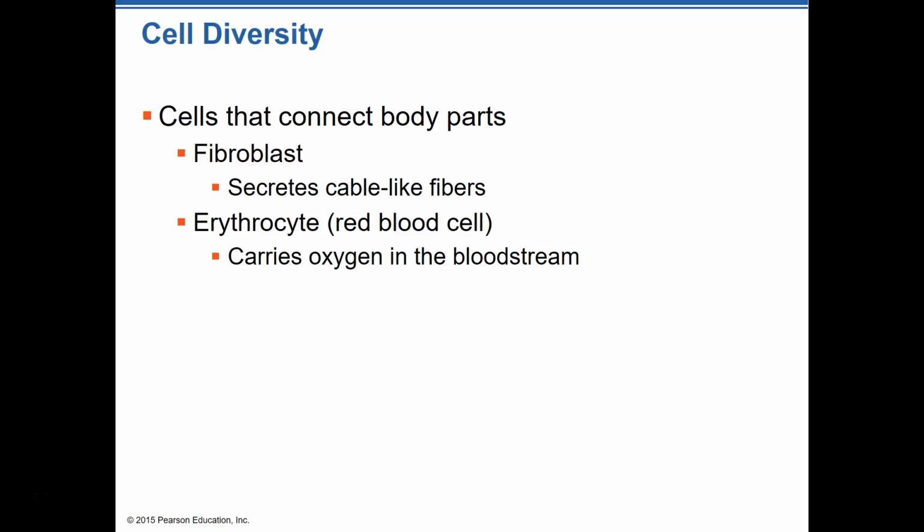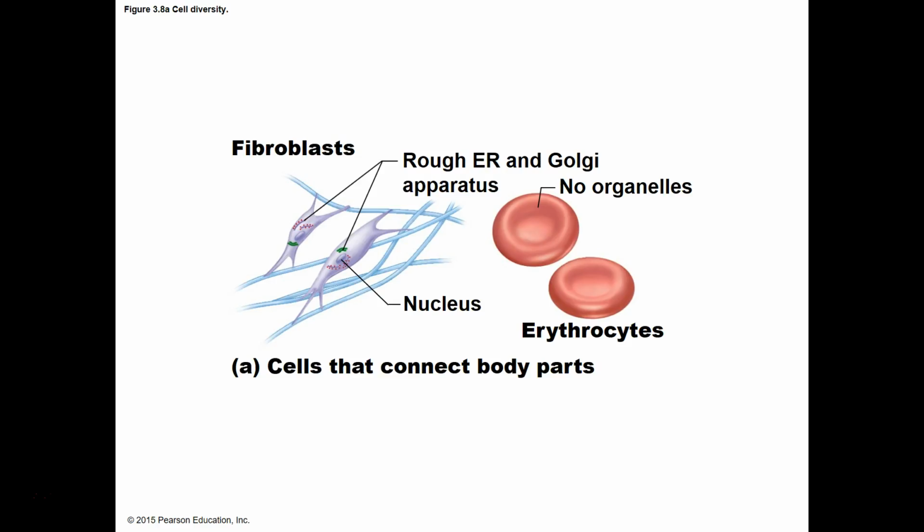And we have cells that connect. Their primary purpose is to connect, such as fibroblasts, which secrete cable-like fibers. Erythrocytes, which are red blood cells that carry oxygen. Interesting thing about erythrocytes is they don't have a nucleus, they don't have mitochondria, they don't have much of anything that any of the other cells have, but they do have what's called hemoglobin that allows them to carry oxygen. When we get to that chapter, we'll talk a whole lot about how that works and what all that involves.